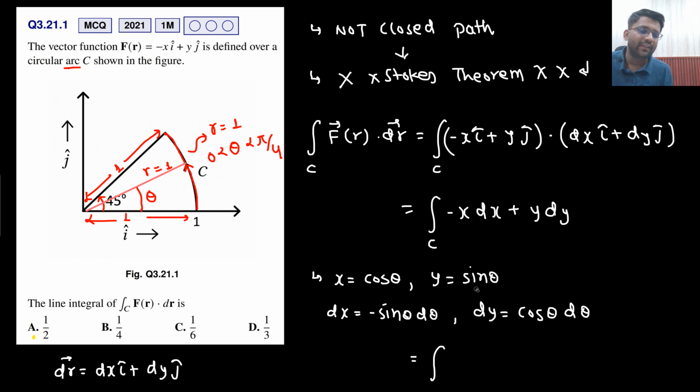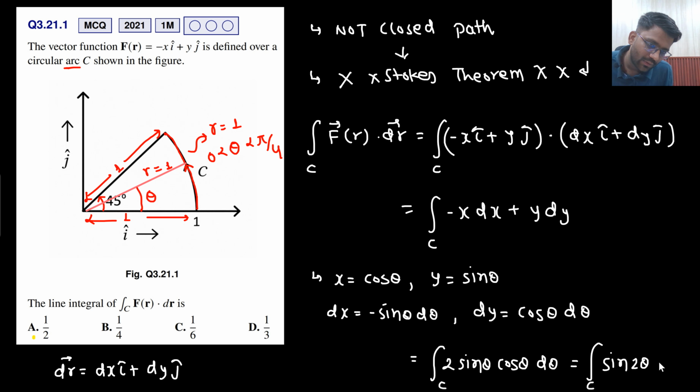What is y dy? y dy is sin theta cos theta d theta. And what is x dx? That is also sin theta cos theta d theta. So what would that become? That would become 2 sin theta cos theta d theta, which over the curve C is equivalent to sin 2 theta d theta. Now you know that the limit of theta is going from 0 to 45 degrees.